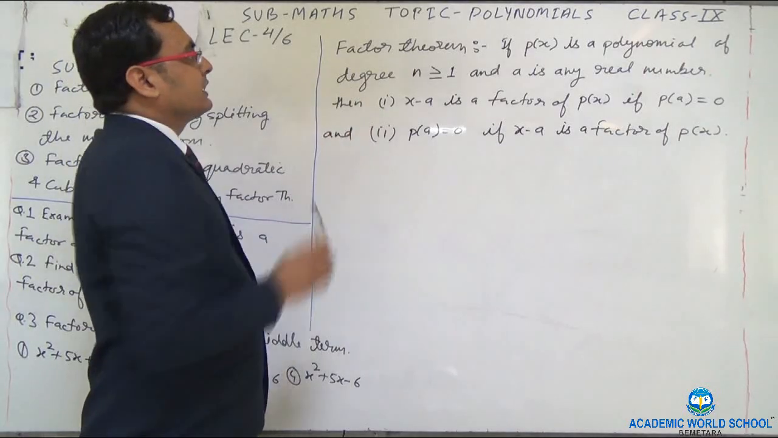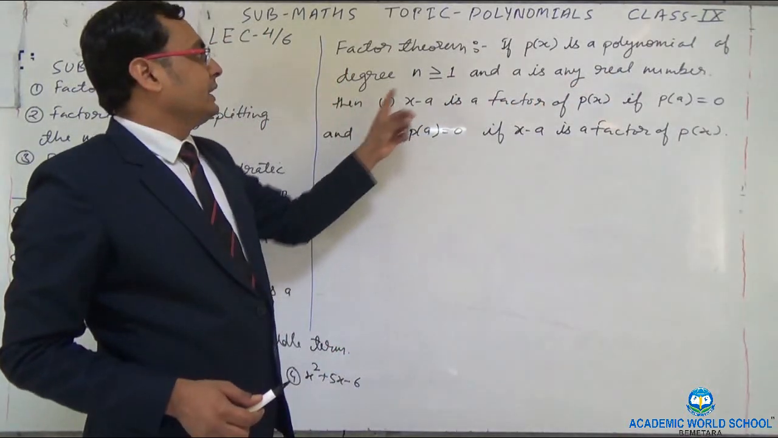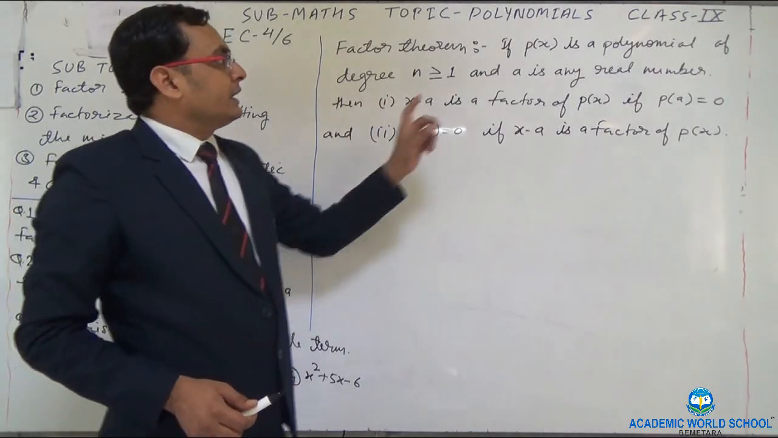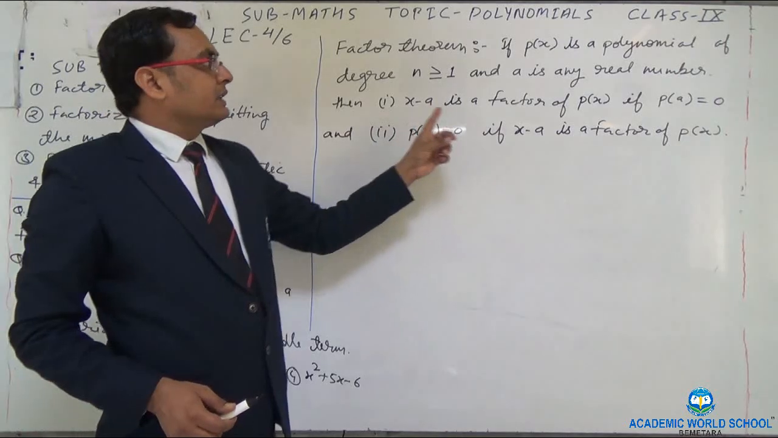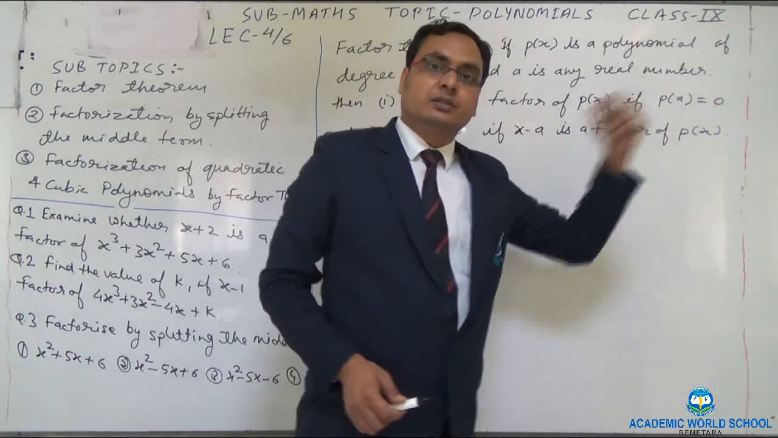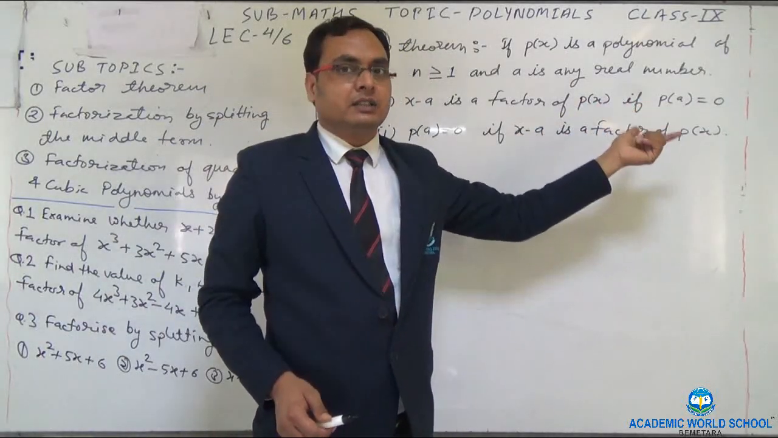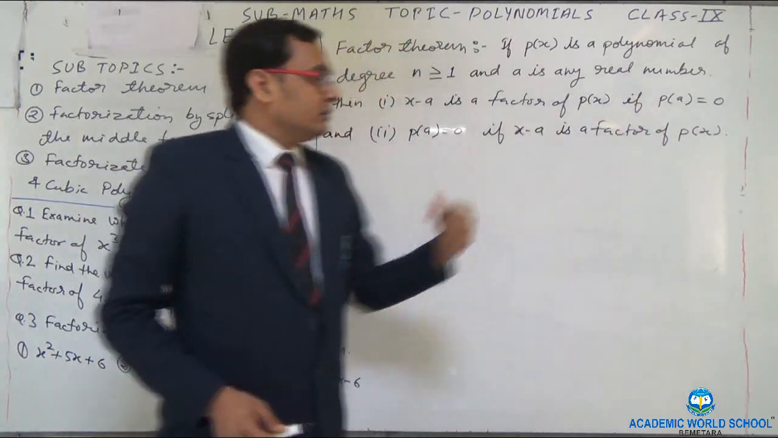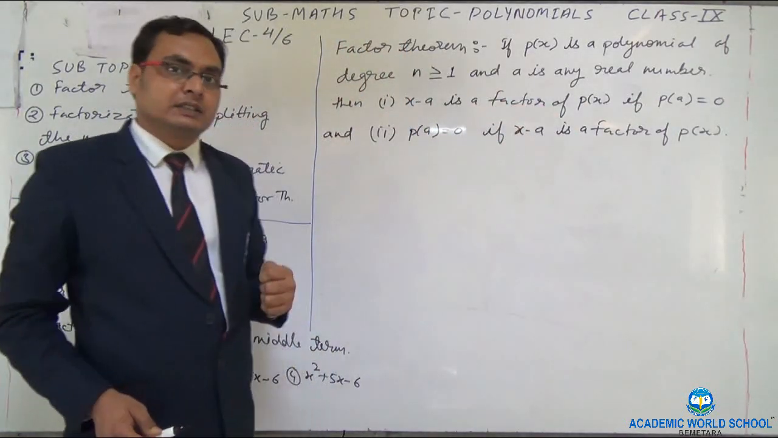Factor theorem says that if p(x) is a polynomial of degree n greater than or equal to 1 and a is any real number, then x minus a is a factor of p(x) if p(a) is equal to 0. What is p(a)? We already know p(a) is the remainder. If the remainder is 0, then x minus a will be a factor of the polynomial p(x).